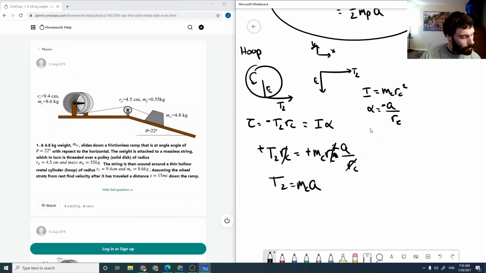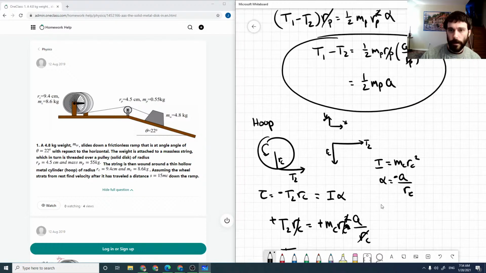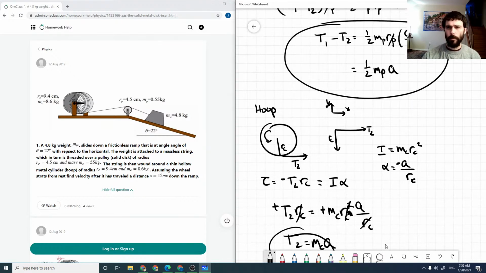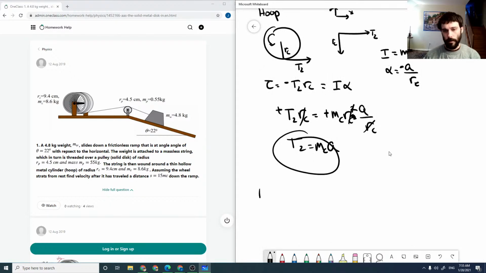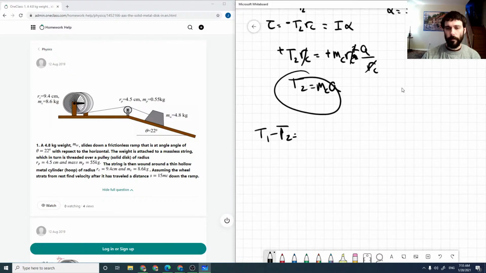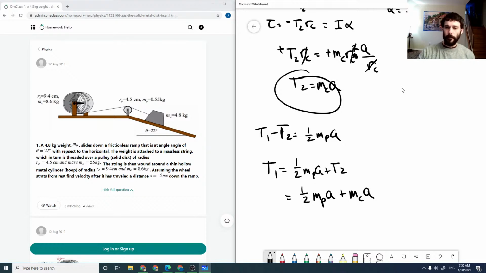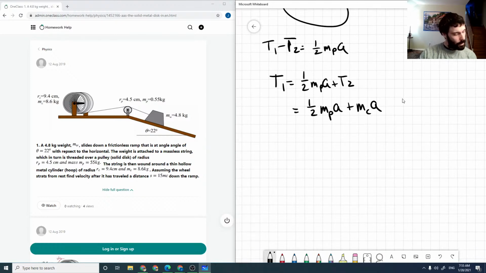Okay, and then from our pulley expression, we have that T1 minus T2 is 1/2 MP a, so now we can say that T1 is 1/2 MP a plus T2, which is 1/2 MP a plus MC a. Okay? So now we have T1.